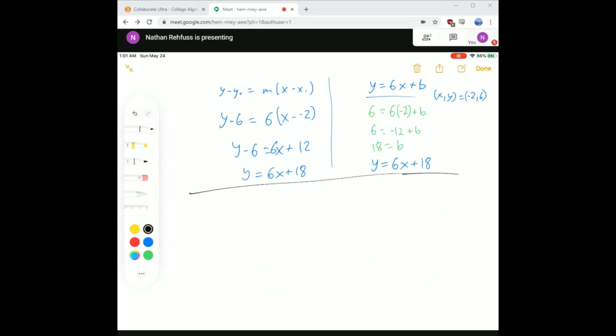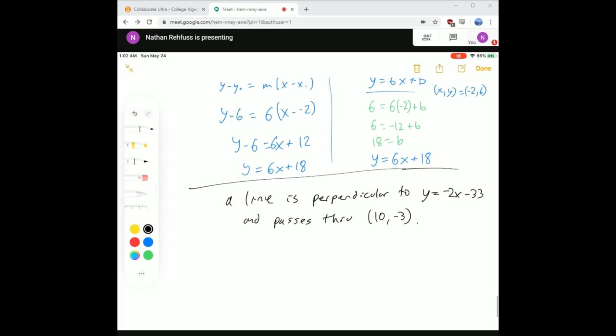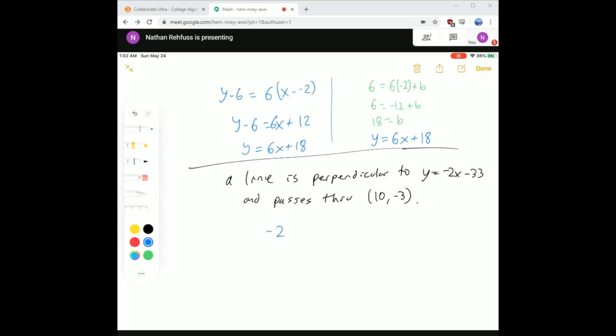Okay. This line is perpendicular to y equals -2x minus 33, and it passes through, how about (10, -3)? We're going to try to find its equation. All right. So this slope of -2, I'm going to flip it and reverse it. So now it's a positive 1/2, and that's my new slope.